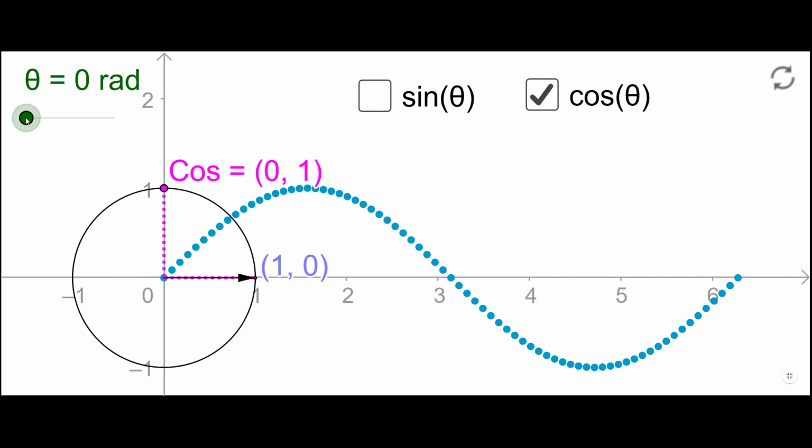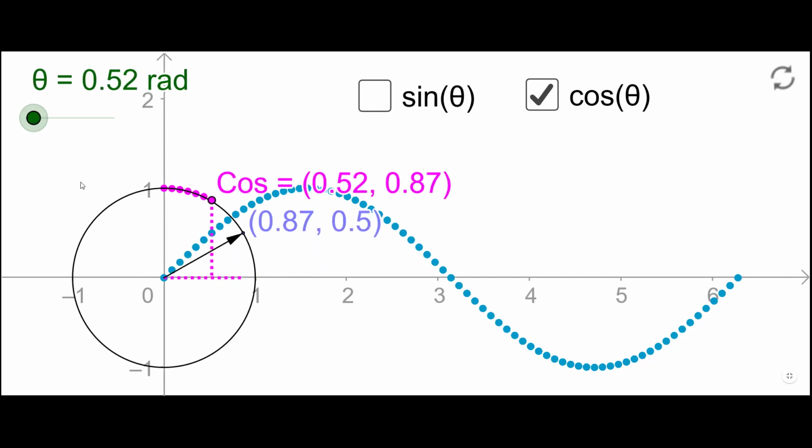So let's see what happens. As our angle is getting bigger, the x value is getting smaller. The weird thing here, though, so again, the 0.52 is your angle. The 0.87 is the x coordinate from the point on the unit circle. But when we graph it as an algebraic function, this 0.87 is actually a y coordinate. So it's kind of weird, but it's the cosine value at 0.52.